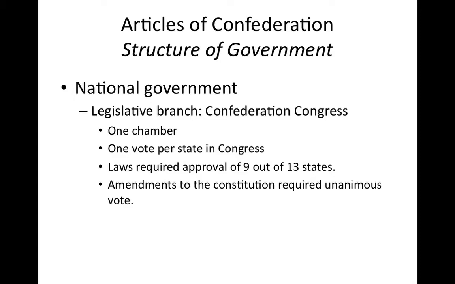It had a legislative branch, which was the Confederation Congress. It was a unicameral legislature. That means one chamber of Congress. Each state had one vote, no matter the population of the state. And laws required what you might call a supermajority of states. So in order for any laws to be approved, 9 out of the 13 states had to say yes. Finally, if you wanted to change the Constitution, the Articles of Confederation, all 13 delegations, that is, all 13 states in Congress, had to say yes.